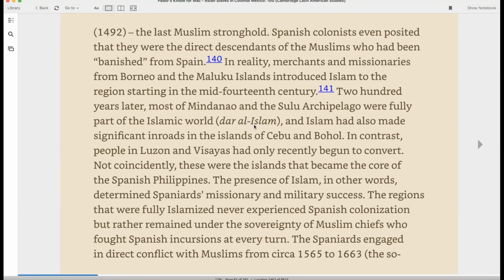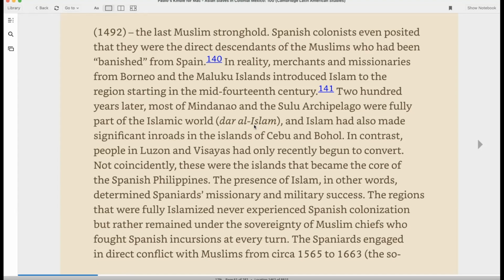200 years later, most of Mindanao and the Sulu archipelago were fully part of the Islamic world, Dar al-Islam, okay? And Islam had also made significant inroads in the islands of Cebu and Bohol, all right? So we've been seeing a lot of these pictures today, and you see a lot of these people are Muslim. They have the turbans on and everything. These are the original, very swarthy Asiatic Muslims, right? In contrast, people in Luzon and Visayas had only recently begun to convert.